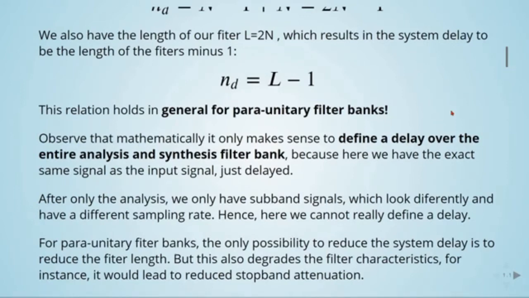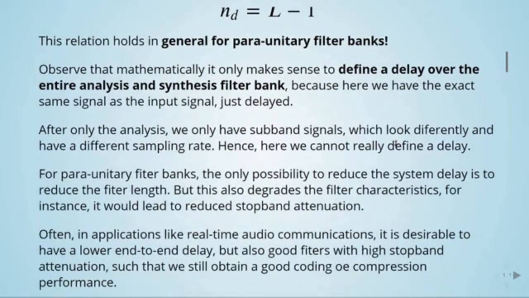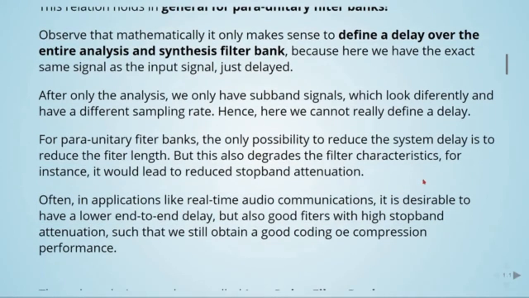Observe that mathematically it only makes sense to define a delay over the entire analysis and synthesis filter bank, because here we have the exact same signal as the input signal, just delayed. After only the analysis, we only have sub-band signals, which look different and have a different sampling rate. Hence, here we cannot really define a delay. For para-unitary filter banks, the only possibility to reduce the system delay is to reduce the filter length. But this also degrades the filter characteristics. For instance, it would lead to reduced stop-band attenuation.